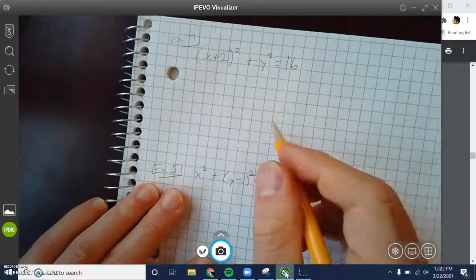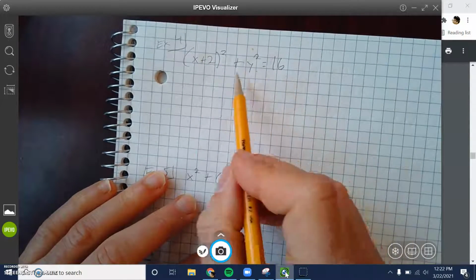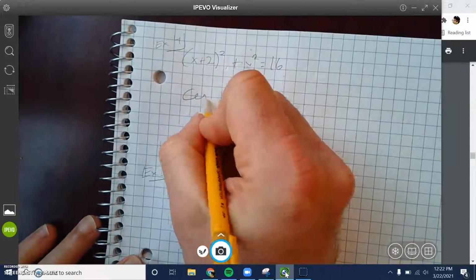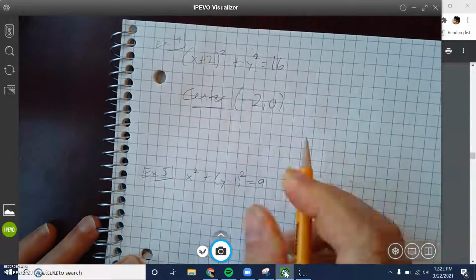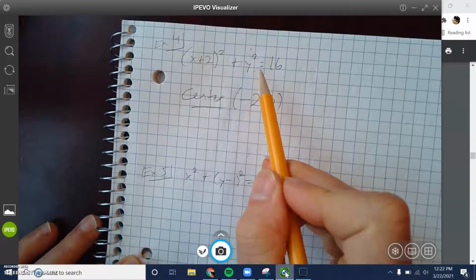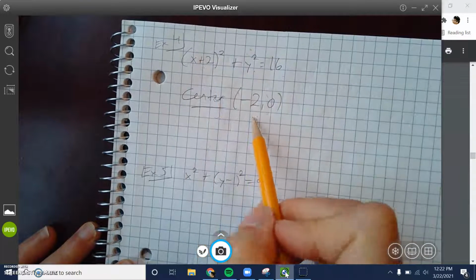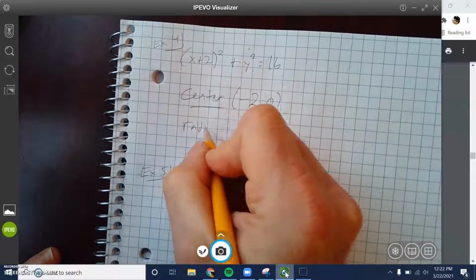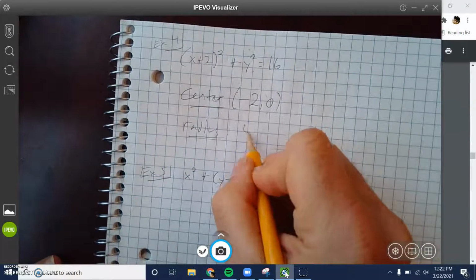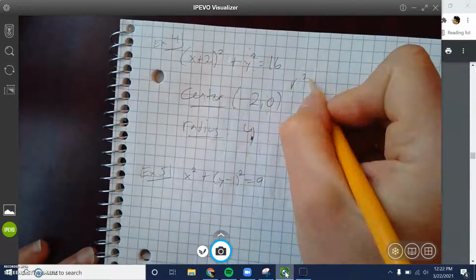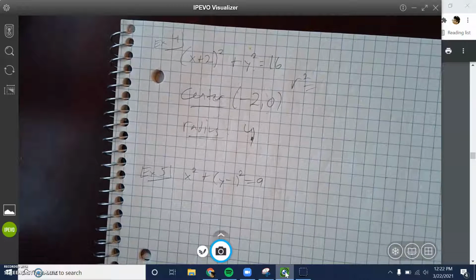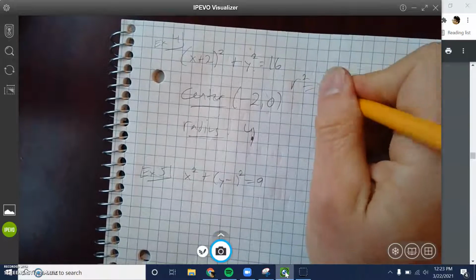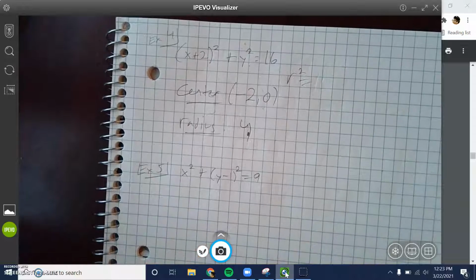Last couple. This one. Ooh, a little combo. Center and radius. What's the center? Yeah, (−2, 0). This is like the origin one, right? Y minus 0. Cool. And obviously the opposite of +2 is −2. Cool. What's the radius? Yeah, 4. Why? Because 4 squared is 16. You got it. 4 times 4 is 16. Cool. Then you graph it, and you got it.